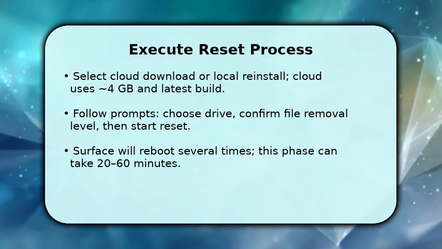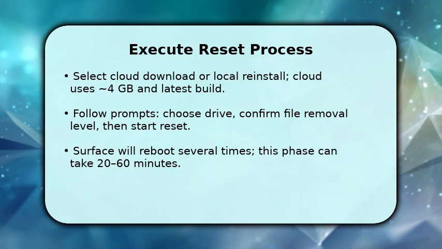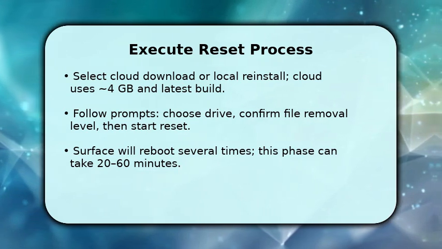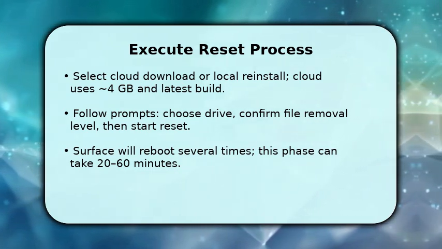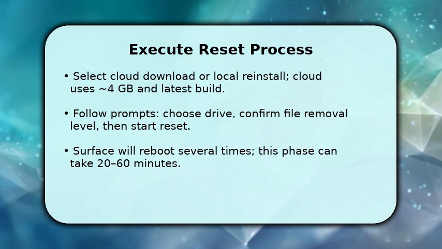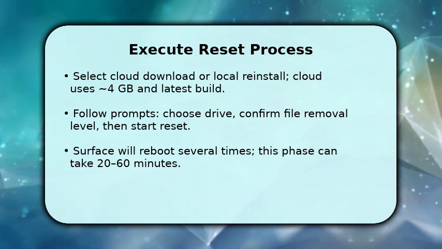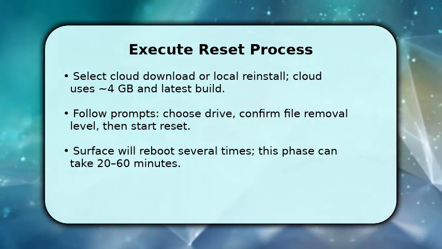You now pick how Windows is reinstalled. Choose Cloud Download for the newest image or Local Reinstall to use files on your Surface. Cloud uses roughly 4 GB. After choosing, confirm whether to clean the drive for a full wipe or quick erase. Then click Reset and let the device run.